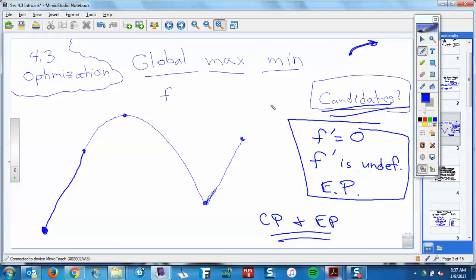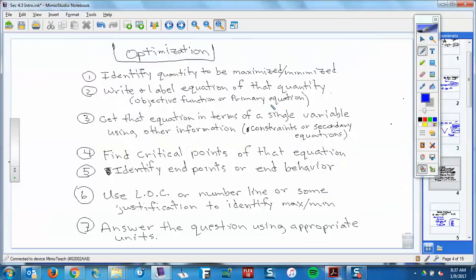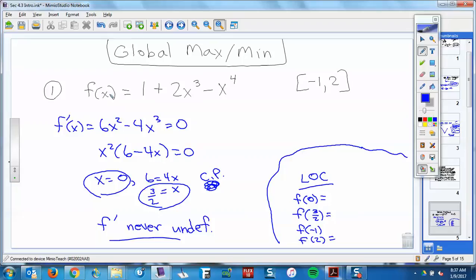That's for local max and mins. You want to see that the graph's going up, then down, then up and down again. So we got local max and mins that we have to tell where they are. But we want to know where's the highest point. The way you tell the highest point on this function is you plug these candidates back into the original function. That's what a list of candidates is. So you take 0, plug it back into the original function, you get 1.